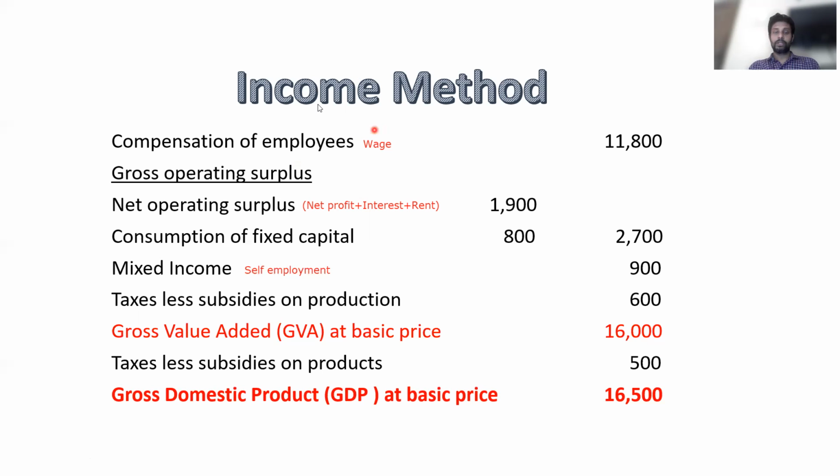This should be changed. This should be market price. Right. So GDP at market price. Market price is found when net taxes are added to gross value addition. This is the income method of calculating a country's GDP.